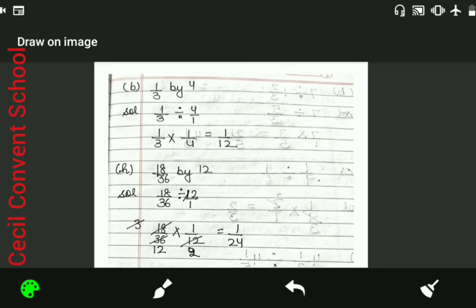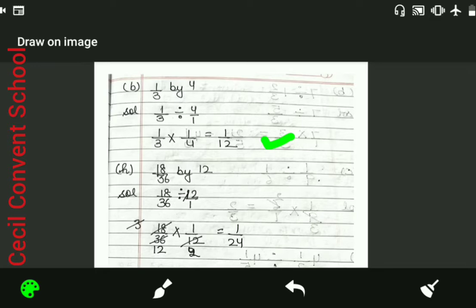Clear? Now, one number we take from the numerator and one number from the denominator when we do cutting. But here, there is no number which comes in one table. So what do we do? Numerator you multiply. Means 1 1s are 1 and 3 4s are 12. So the answer will be 1 by 12. Clear?